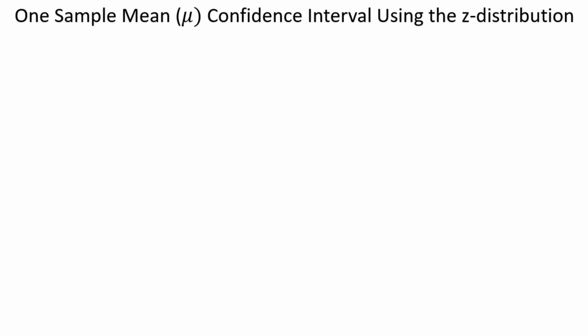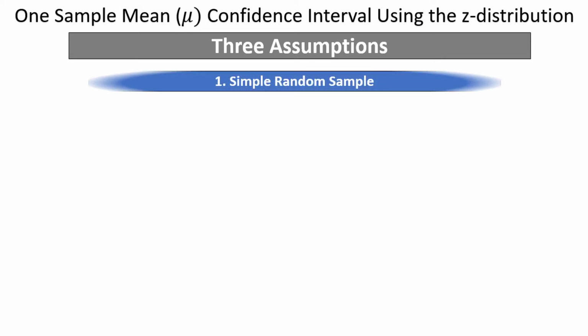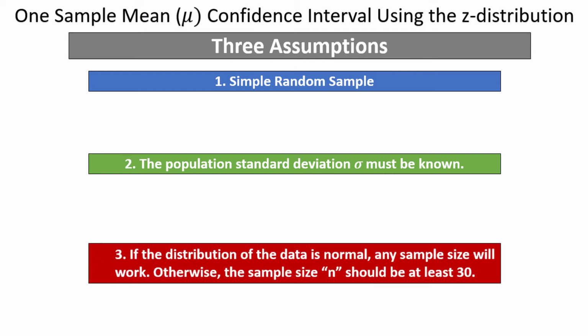Let's begin by discussing the three assumptions required in order to calculate this type of confidence interval. We must have a simple random sample, the value of the population standard deviation sigma must be known, and if the distribution of data is normal, any sample size will work, otherwise the sample size n should be at least 30.